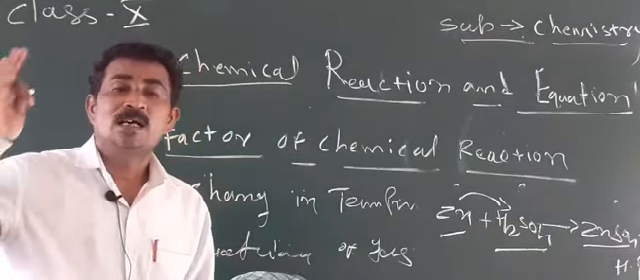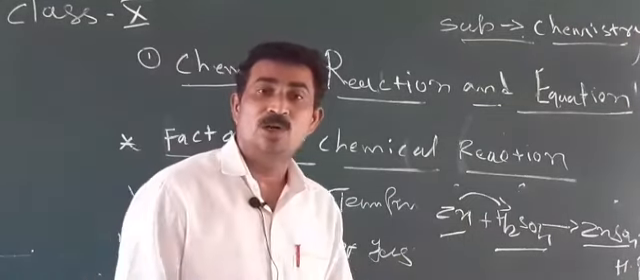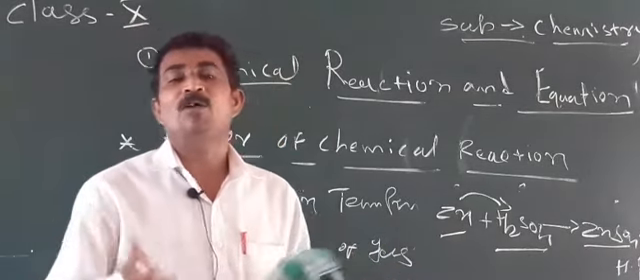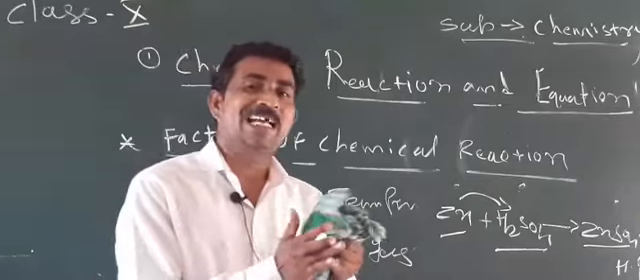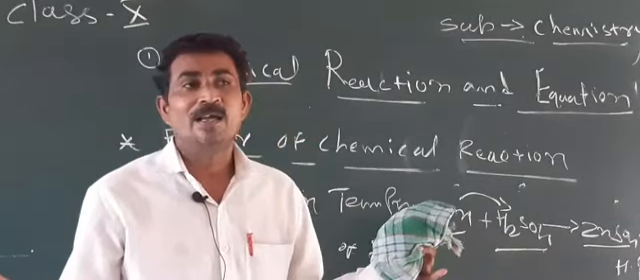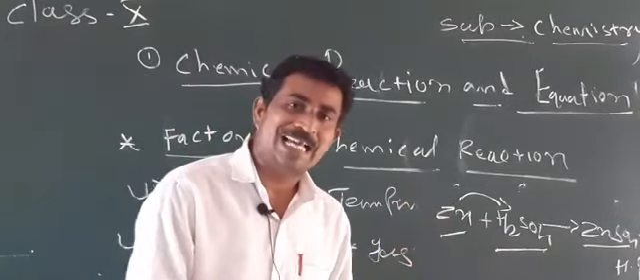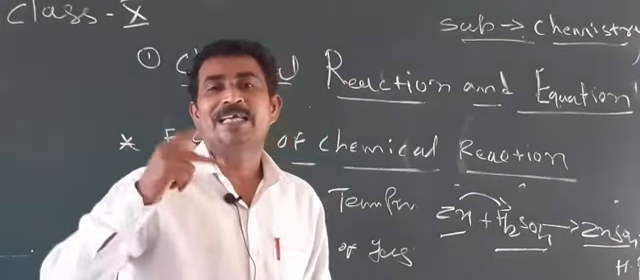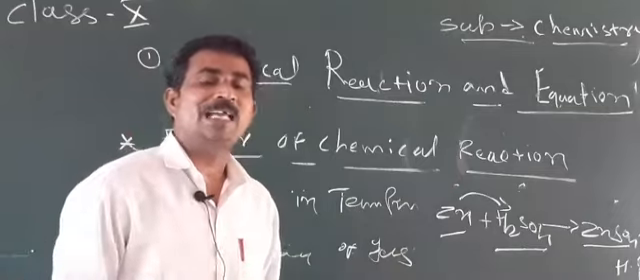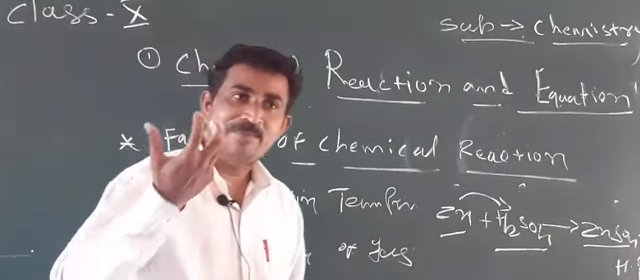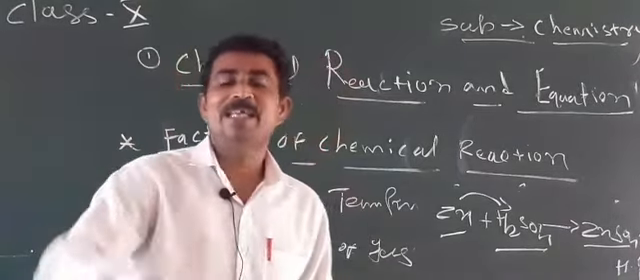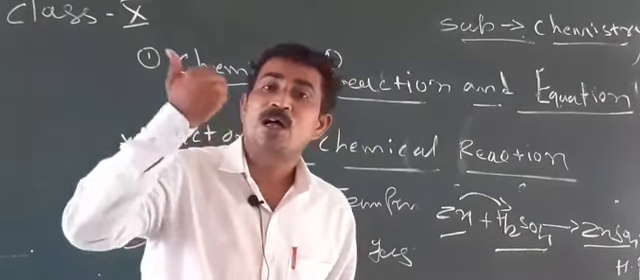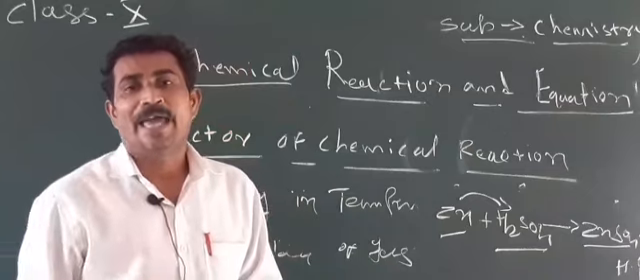Then next, we can go to temperature. Without a change in temperature, chemical reactions cannot be completed. Chemical reactions are of two types: one is endothermic and another is exothermic. In some chemical reactions, heat is added inside, and that we call endothermic. Sometimes heat is thrown outside, and that we call exothermic.